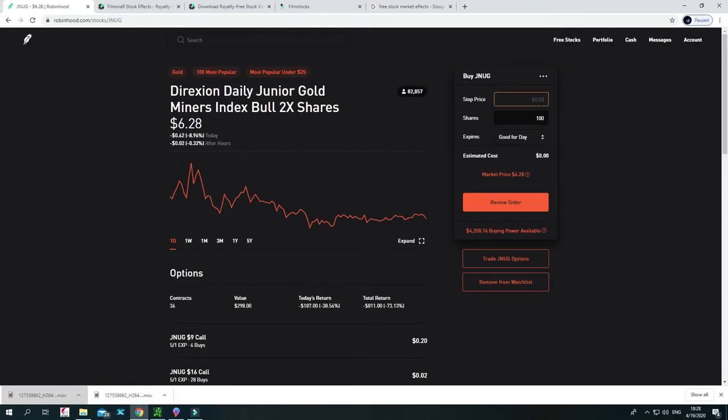So let's say this is trading at 628 right now. I don't want to lose more than the stop price we're going to put in for 615. 100 shares, good to cancel, and then you're going to submit order. That is the same thing with stop limit order.